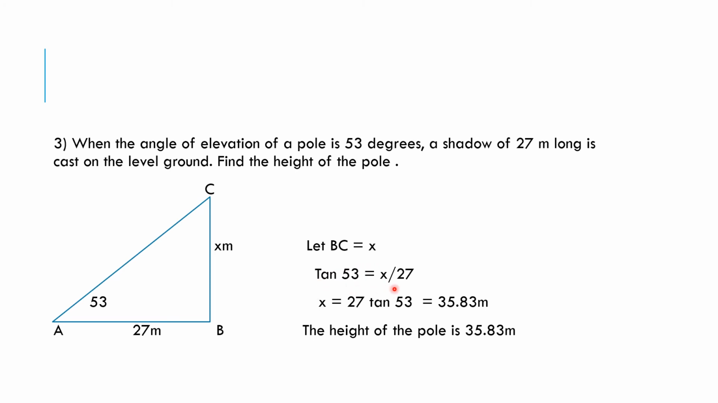Then tan 53 is X over 27. X is 27 times tan 53, which is 35.83 meters. So the height of the pole is 35.83 meters.